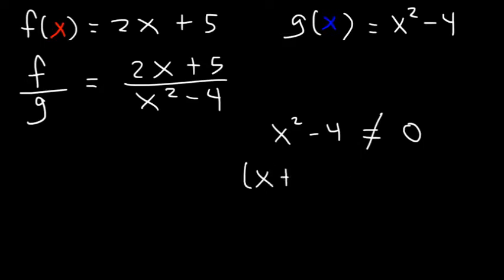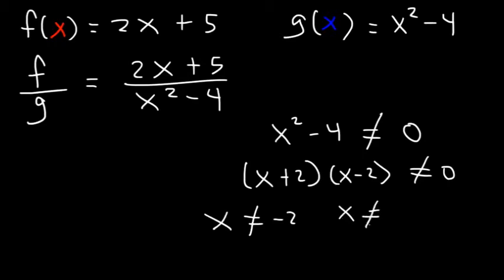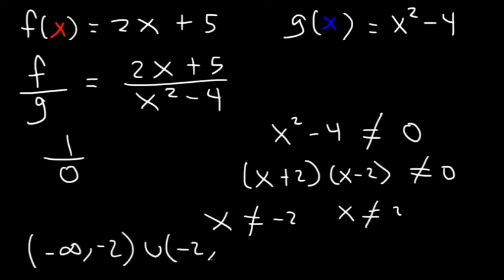Now we can factor x squared minus 4. It's x plus 2 times x minus 2. So therefore x cannot equal negative 2, and it can't equal 2. These are the vertical asymptotes. But they're also infinite discontinuities. We can't plug in negative 2 for x. The function will be undefined. Anytime you have a 0 on the bottom, it's undefined. So how can we write the domain using interval notation if x cannot equal negative 2 or 2? It's going to be from negative infinity to negative 2, union negative 2 to 2, union 2 to infinity.